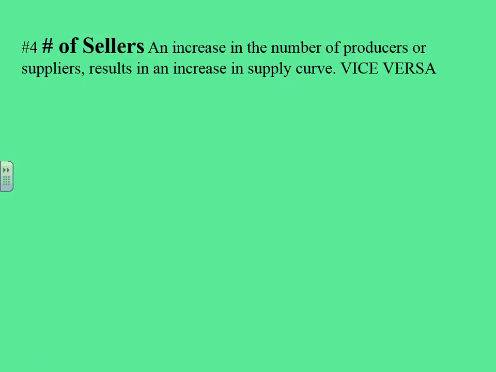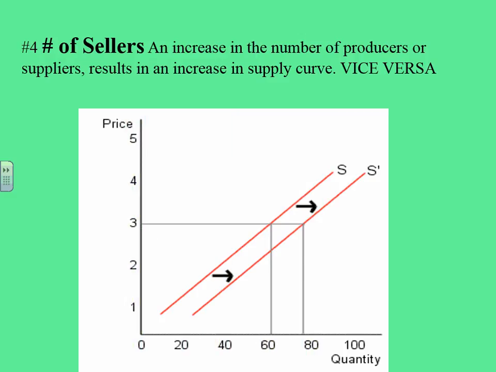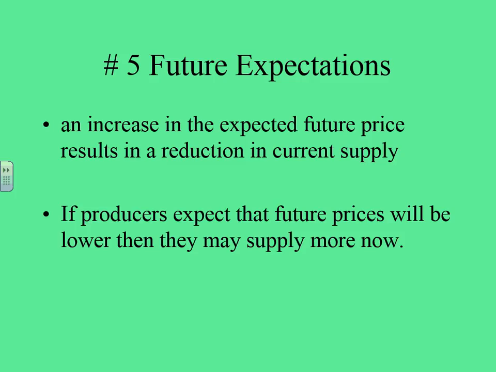Number 4 is number of sellers or number of competitors. Either way you word it is fine. And the market itself likes competition. So as competition goes up, if the number of sellers goes up, it's a positive shift. The number of sellers goes down, it's a negative shift.